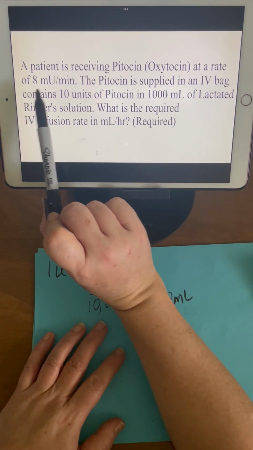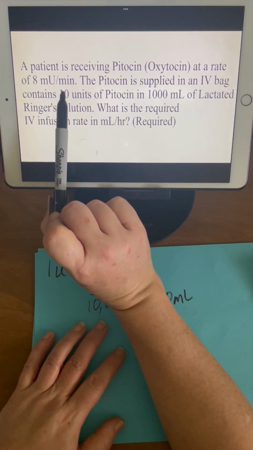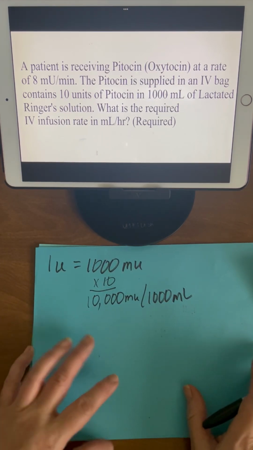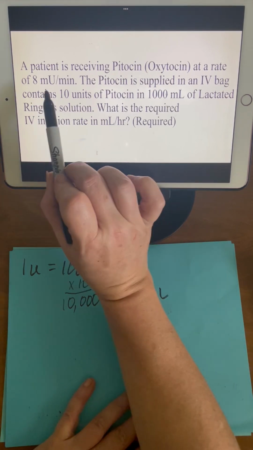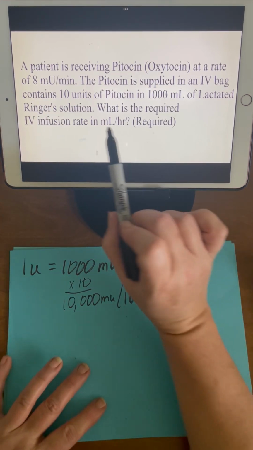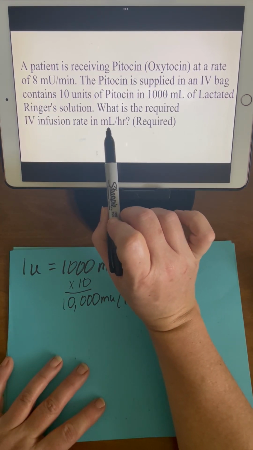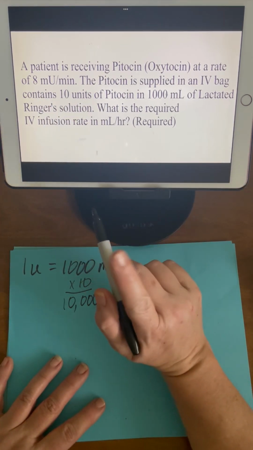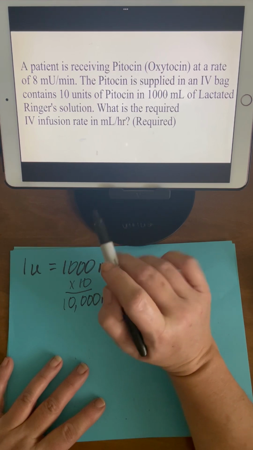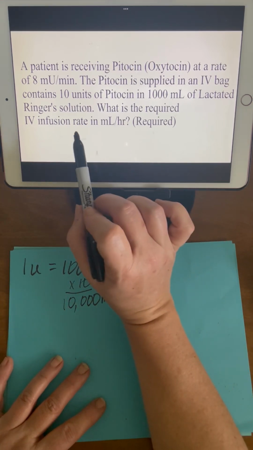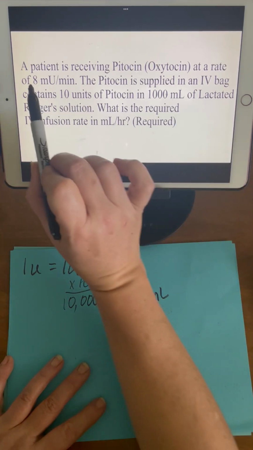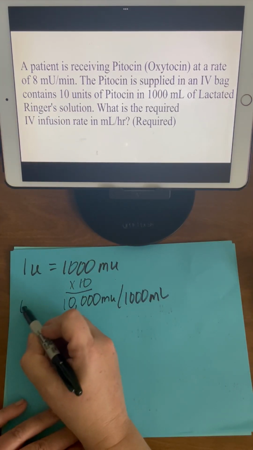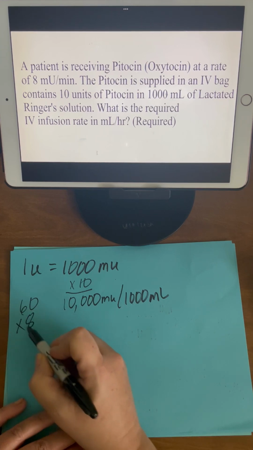And look, it's going at a rate of 8 milliunits a minute. And you know Ethel, she wants it in milliliters per hour. So when you see 8 milliunits a minute, you will not freak out. You're going to take 8 milliunits a minute and just multiply it by 60 to get how many milliunits an hour.